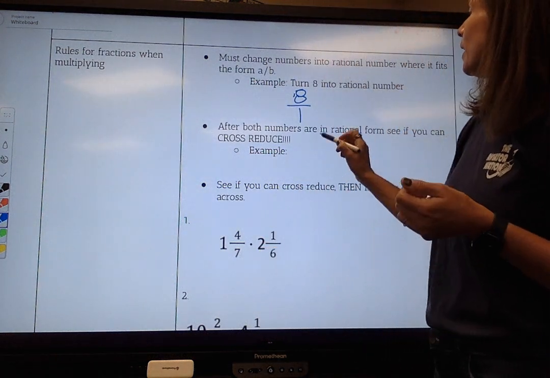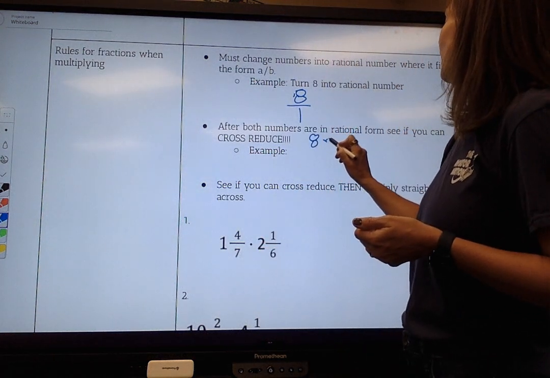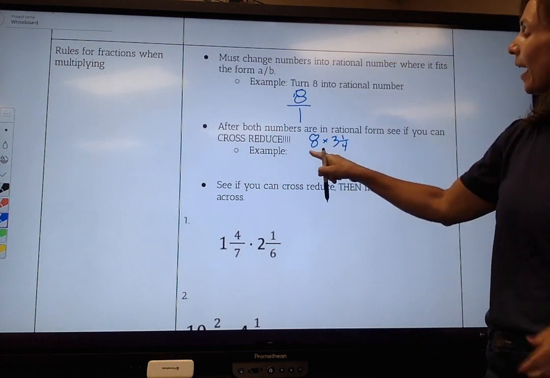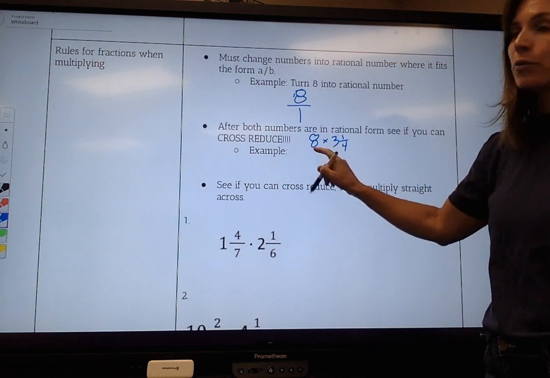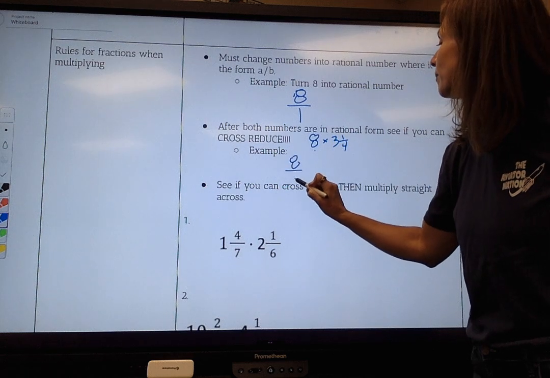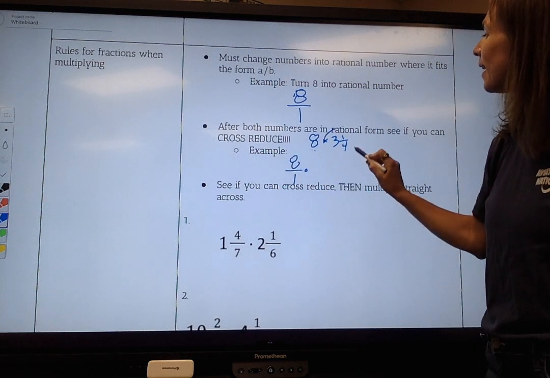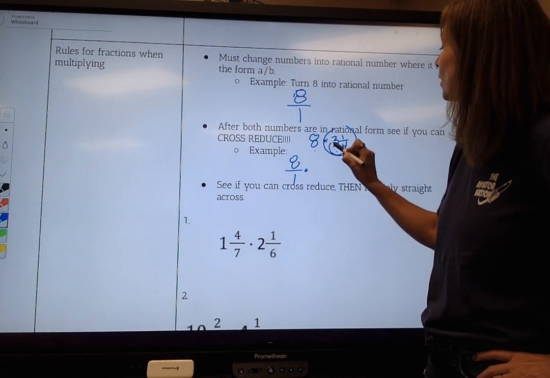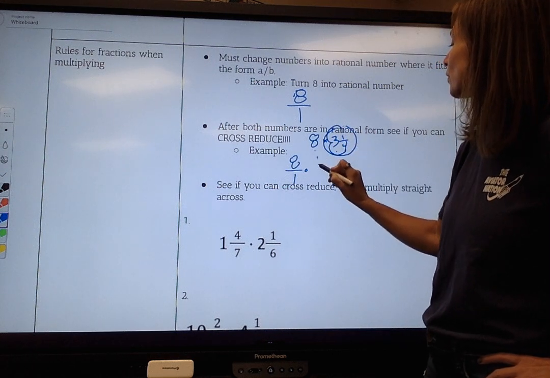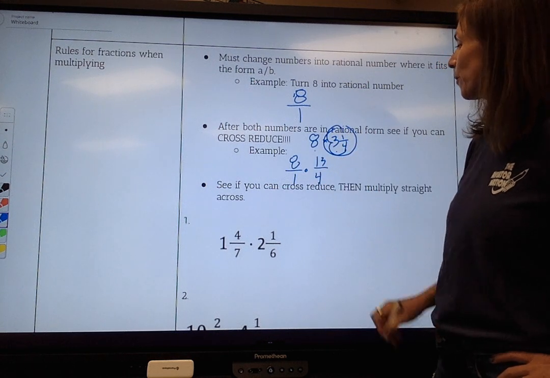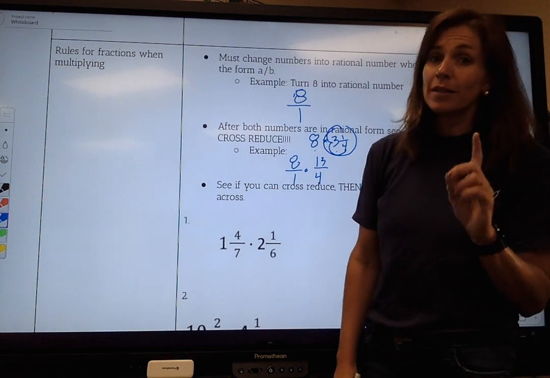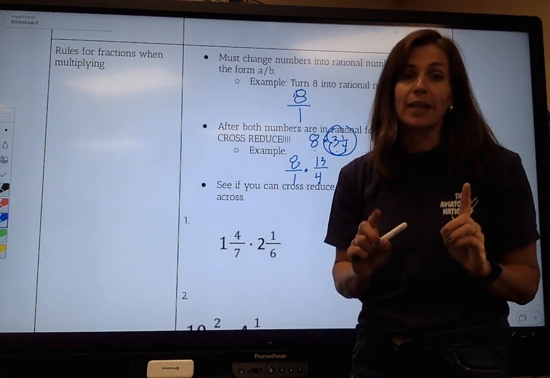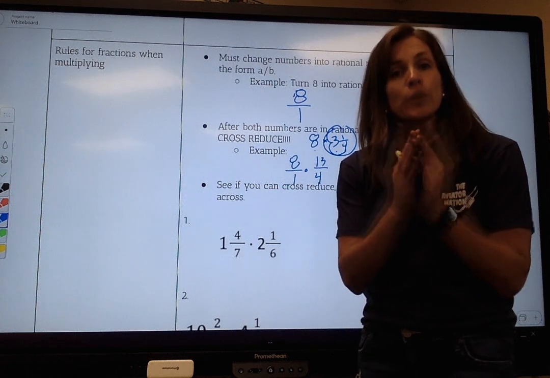So for example, if I had 8 times 3 1/4, okay? I have to make this fit the form of rational number, so I'm going to turn it into 8 over 1 times, now I have to turn that into a rational number. So I'm going to popcorn, 4 times 3 is 12, plus 1 is 13, over 4. Now, sometimes students just multiply straight across. Don't do that yet. See if you can cross-reduce.